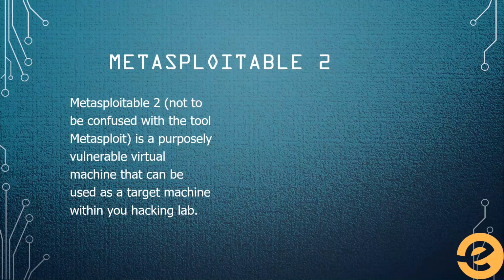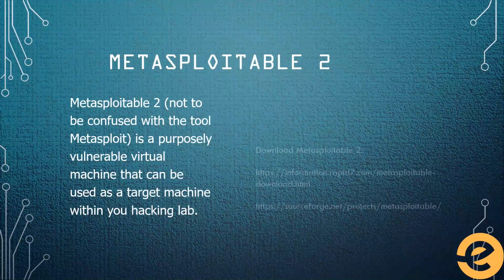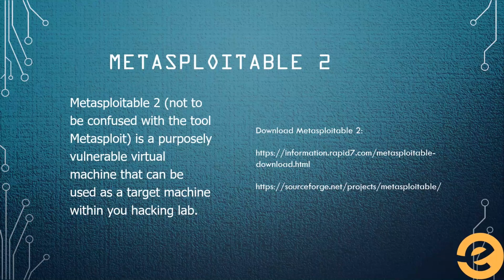Now, you don't want to have a Metasploitable 2 machine just sitting on your network. This machine is meant to provide a target for hacking. So you want to be careful what you do with this. And you can download Metasploitable 2 from one of two places, either Rapid7 or SourceForge.net.